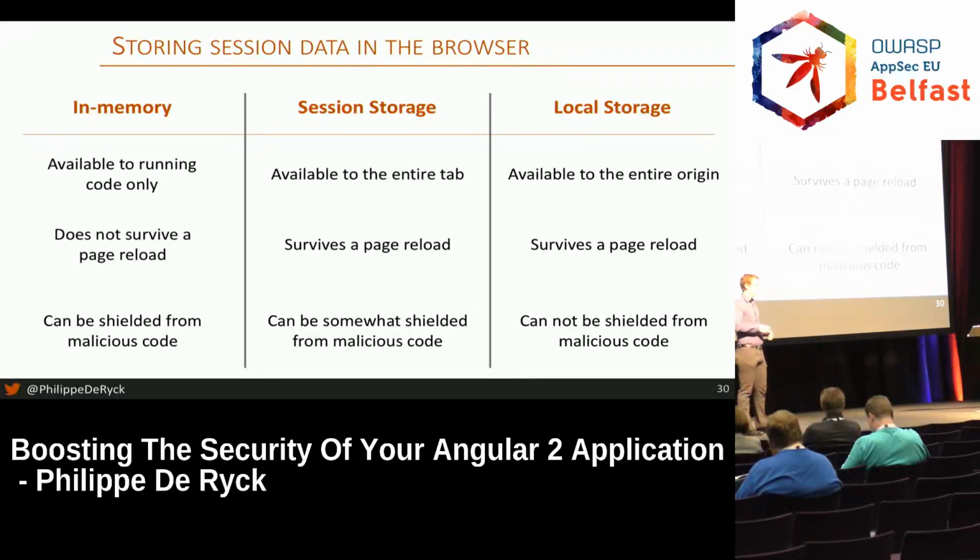It's available to the entire origin. So every page in that origin has access to the same local storage. Awesome, survives page reloads, easily shareable, true. But if you have an injection attack somewhere, it's very easy to steal that token from local storage.